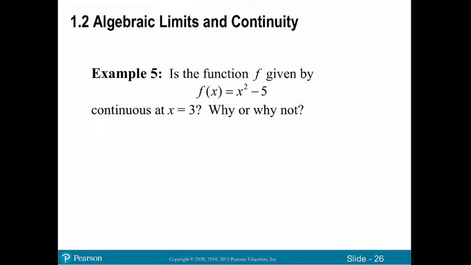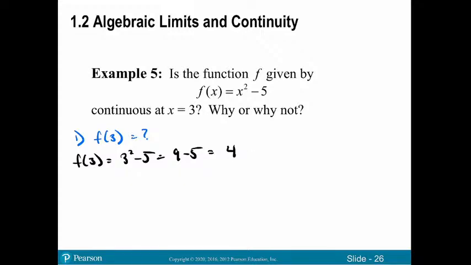So we have this example. It says, is the function f given by this continuous at x equals 3? In order for this to be continuous at x equals 3, we have to verify those 3 conditions. The first condition is that the function needs to be defined at f of 3. So let's consider: is the function defined at f of 3? Well, f of 3 in this case is 3 squared minus 5, which is 9 minus 5, which is 4. So that's a yes. Yes, it's defined.